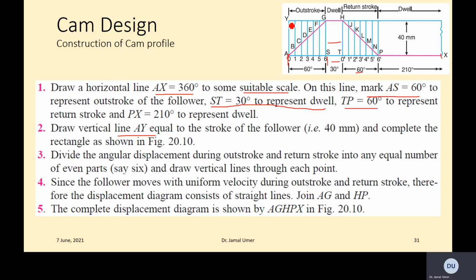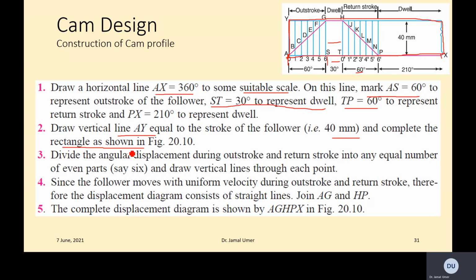So this one is, you draw a vertical line which is also 40 mm to represent the follower, 40 mm, and complete the rectangle as shown in figure. So now you have this line, you have this line which is S, and just complete the triangle, so rectangle, sorry. Yeah, so this rectangle is what it's talking about.